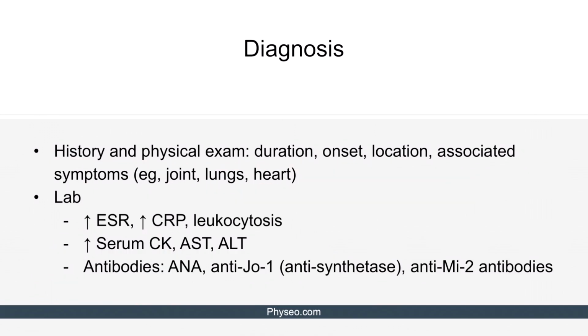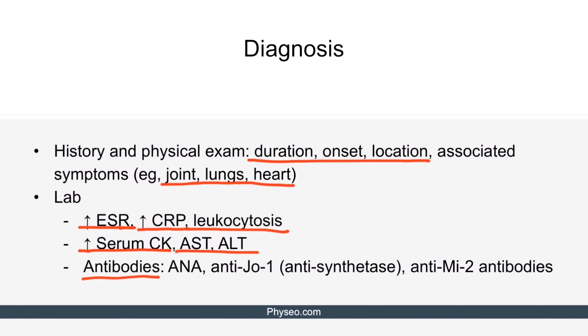The diagnosis of polymyositis begins with a thorough history and physical exam. Important things to consider include the onset, duration, and location of the symptoms, as well as the presence of any associated symptoms that may suggest joint, lung, or heart involvement. Laboratory evaluation will show elevated inflammatory markers, such as an elevated erythrocyte sedimentation rate, ESR, or C-reactive protein, CRP, as well as leukocytosis. Serum creatine kinase, CK, will actually be markedly elevated, as well as ALT and AST.